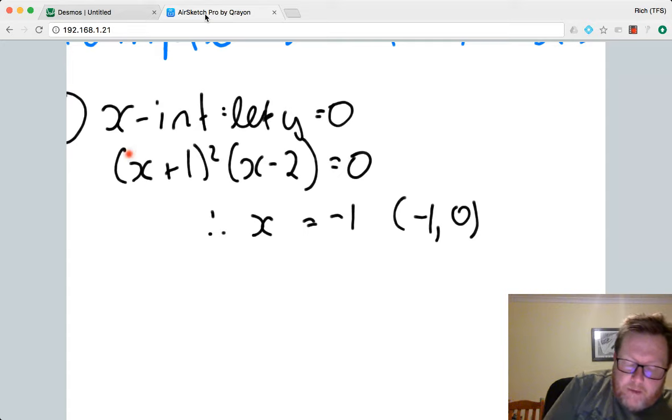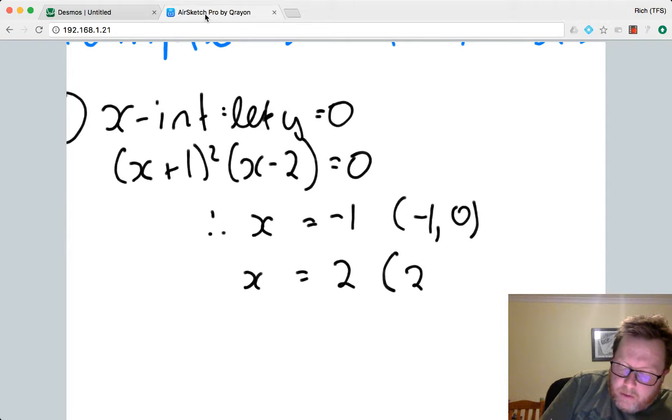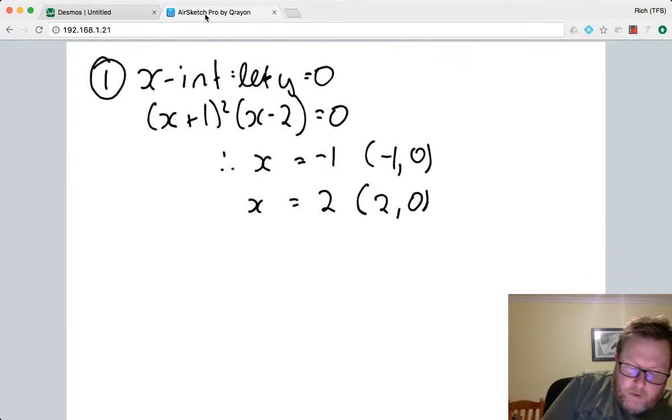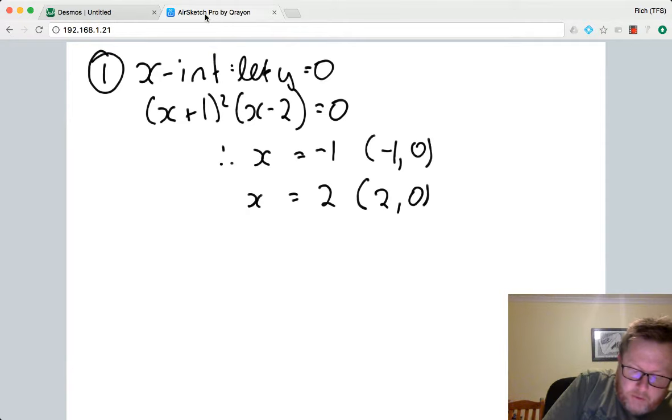Just point out what I mean by that. X plus 1 all squared would be equal to 0. Square root both sides to get x plus 1 equals 0, and then x equals negative 1. And then x equals 2 would be the other solution. So 2 comma 0. So x minus 2 equals 0. Therefore, x equals positive 2. So there's the x-intercepts. Moving on as usual to number 2, the y-intercepts.